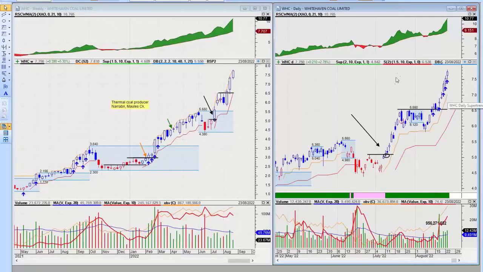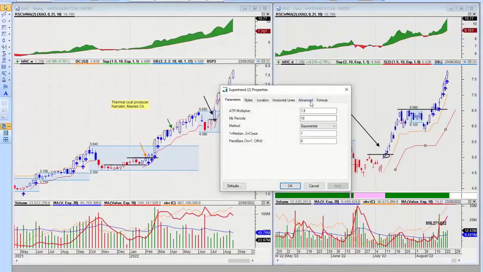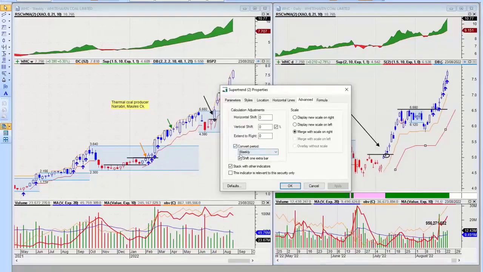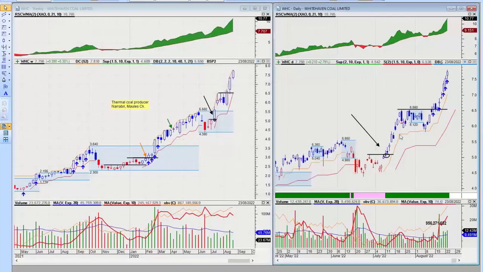What I've been able to do is add a second Supertrend on this particular chart, and this shows we go to advance. We can convert the time period to weekly. So what I can see on this chart is both my daily Supertrend and my weekly Supertrend. So quite clearly, I could see it over here on the left, but on the right, it's right there when I'm looking at it.